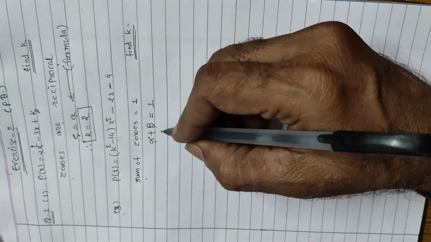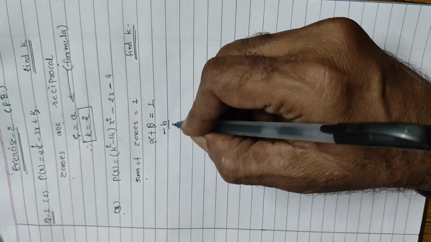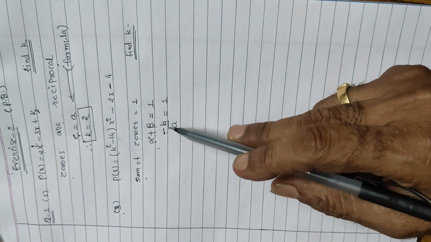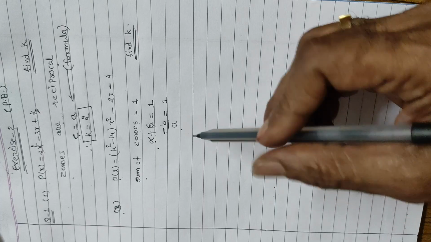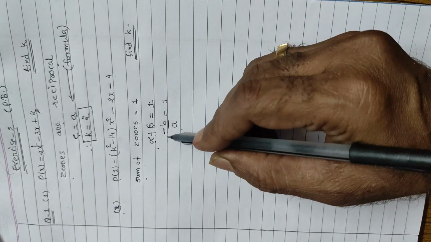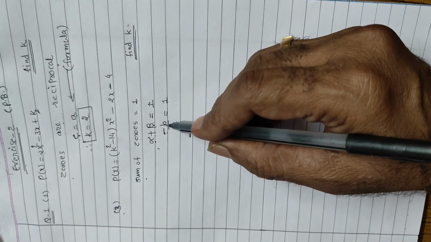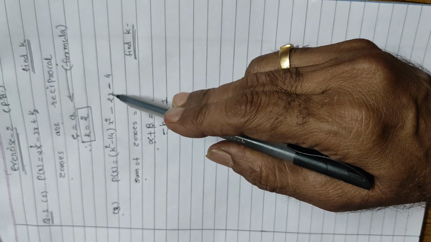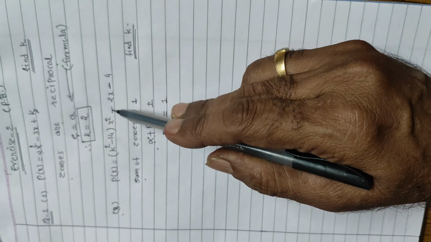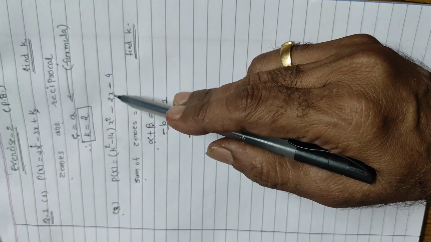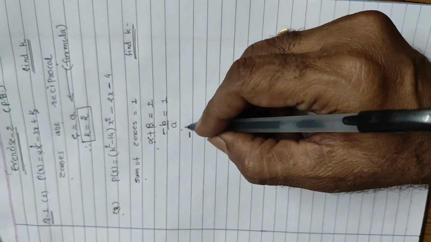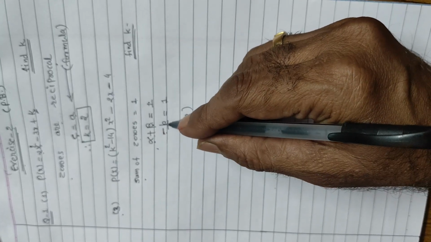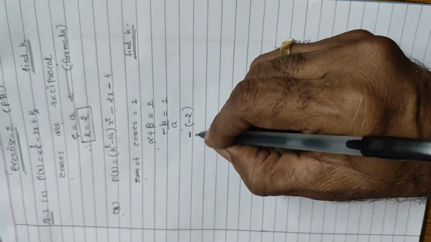But we know sum of zeros is equal to minus b upon a. Sum of zeros is equal to minus b upon a is the formula. 1 is given, minus sign. B is the coefficient of x. Here x coefficient is minus 2. So minus sign is as it is. The value of b is minus 2.